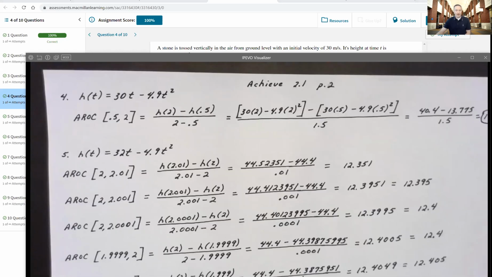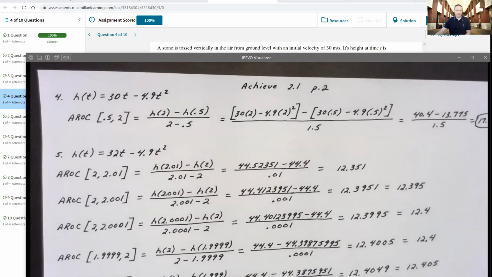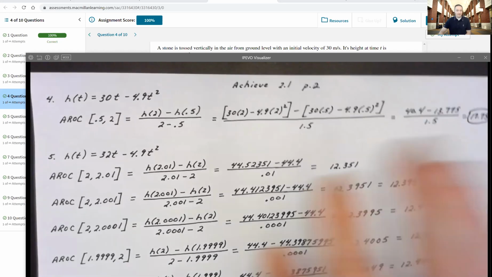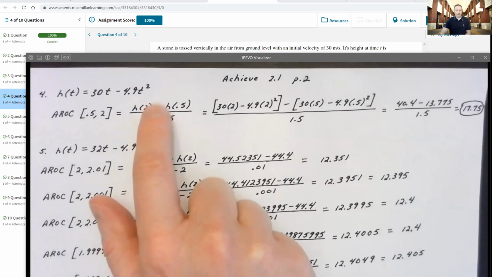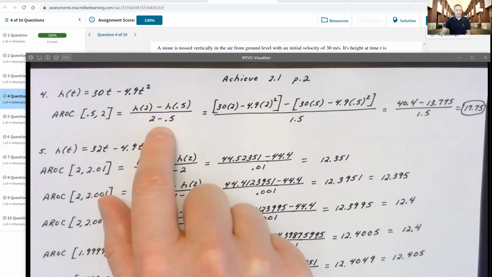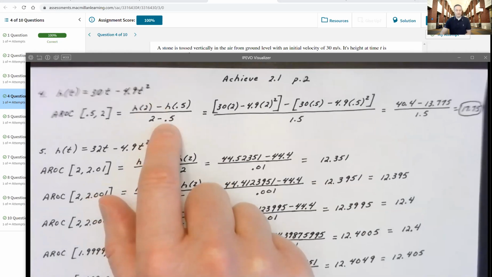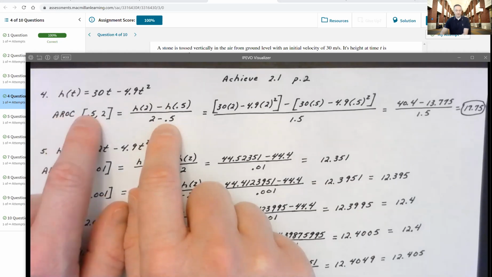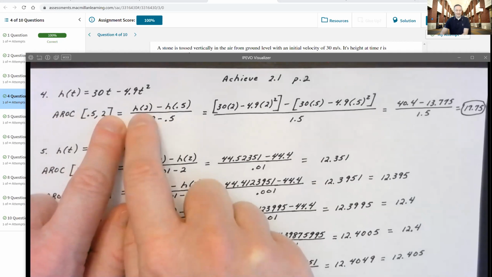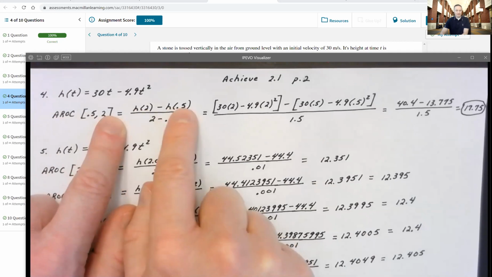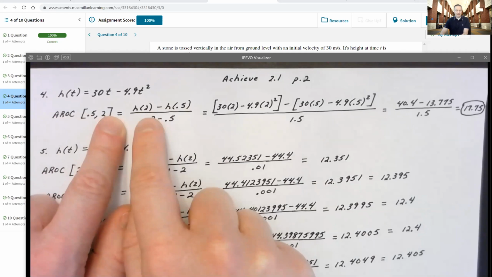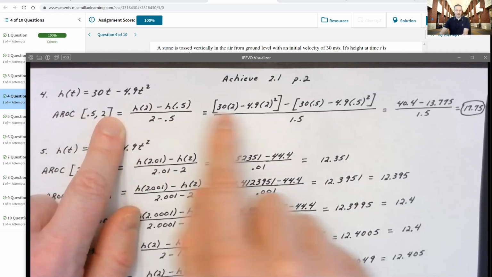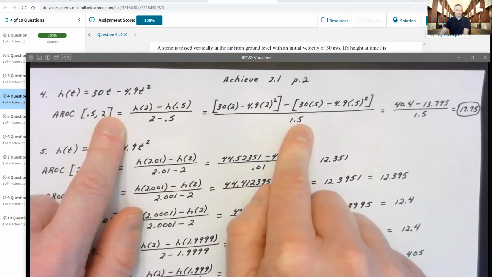I know that the average rate of change from 0.5 to 2 is going to give me the change in height over the change in time. That's position over time, so this is going to give me velocity. The average velocity is the ending position minus the beginning position over ending time minus beginning time. So we have a time differential of 1.5 seconds in this problem.